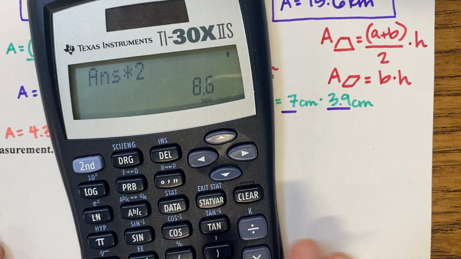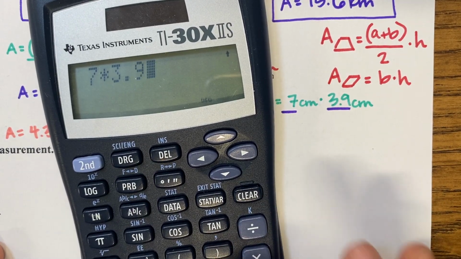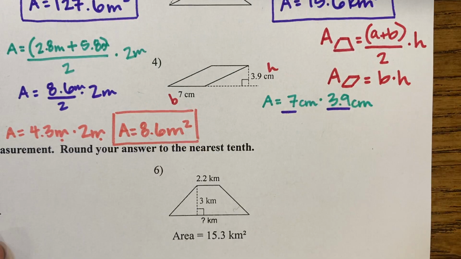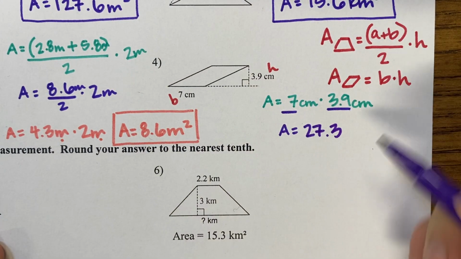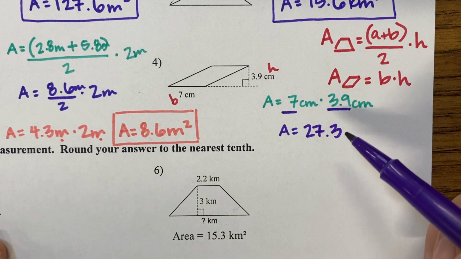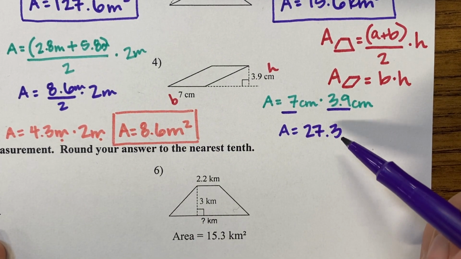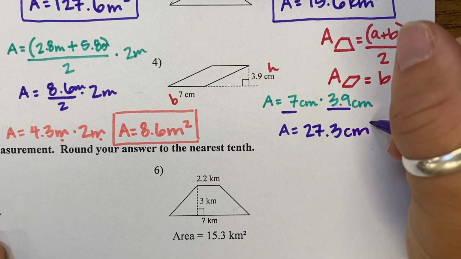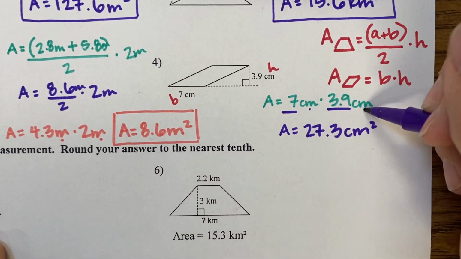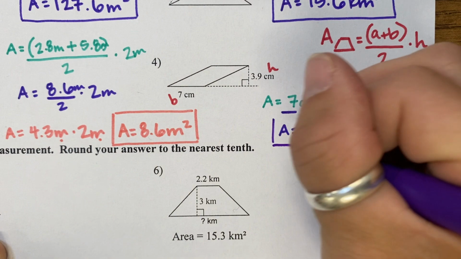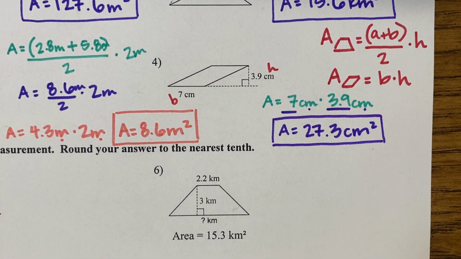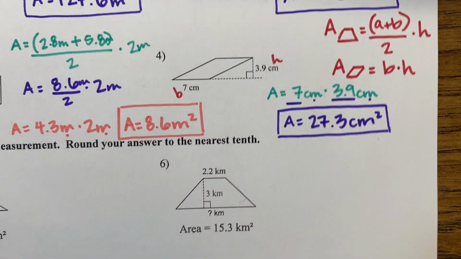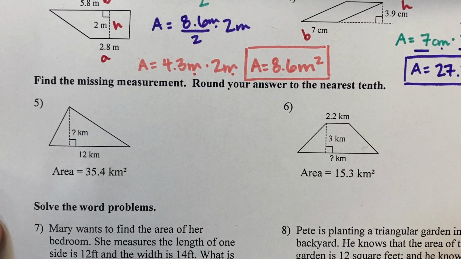Let's go ahead and do that in our calculator. And I get 27.3. 27.3, but 27.3 what? What are my units of measurement? Centimeters squared, because of centimeters times centimeters. And that is our area for number 4. Beautiful. All right.